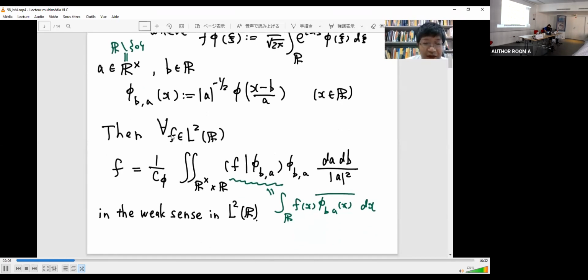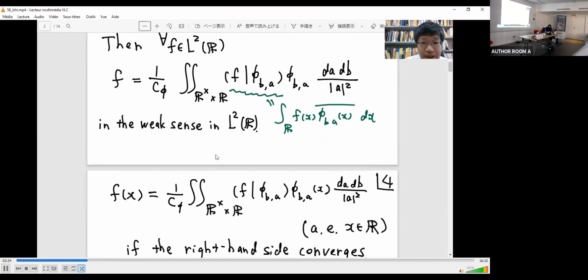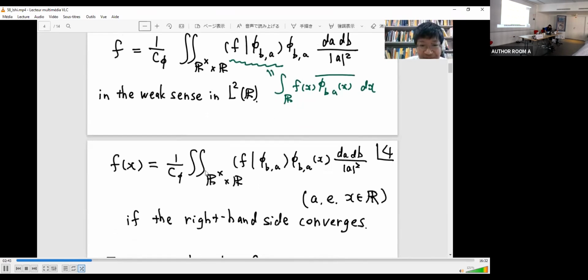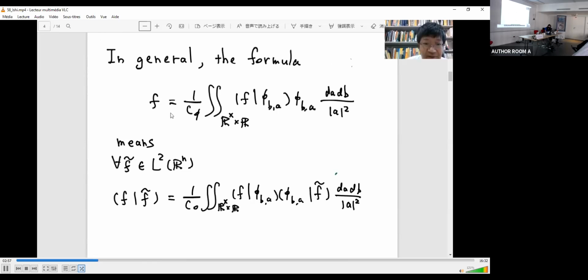Then the formula says every function f is expressed as a continuous linear combination of phi b,a, and the coefficient is obtained by the inner product of f and phi b,a this way. And the integral is Hilbert space valued. So we should explain more. If we substitute x, we have this, and if the right-hand side converges, this holds. So this is the reproducing formula. And if the integral does not converge, in general, the formula is meant in the weak sense. So formally, we take the inner product with any vector. We have this, and this formula always holds, and this whole formula means this formula.